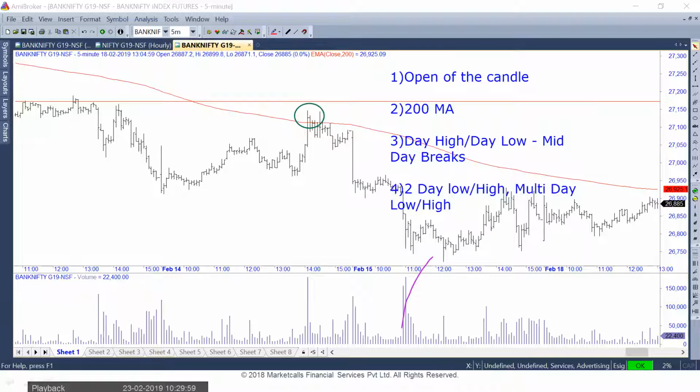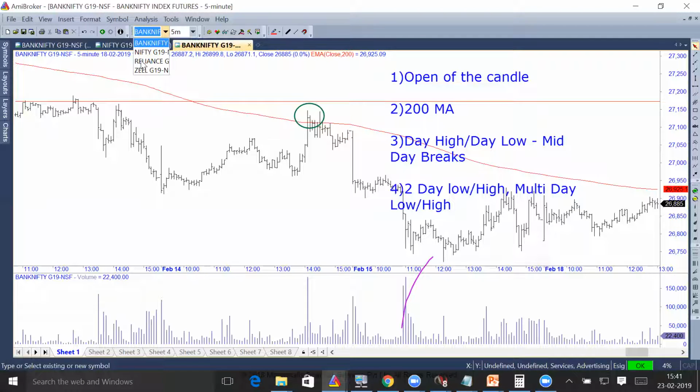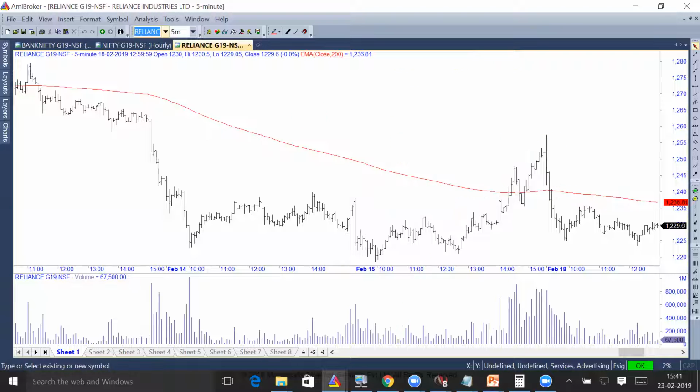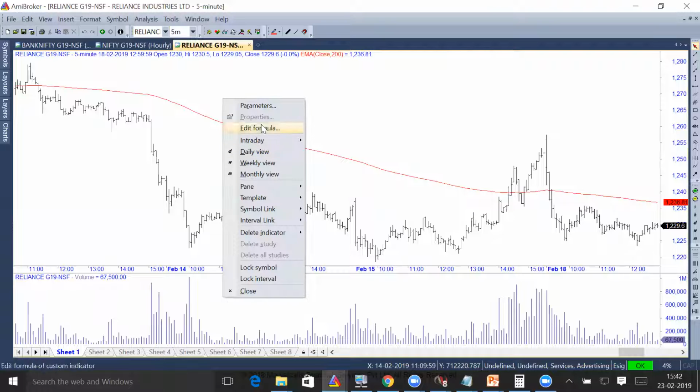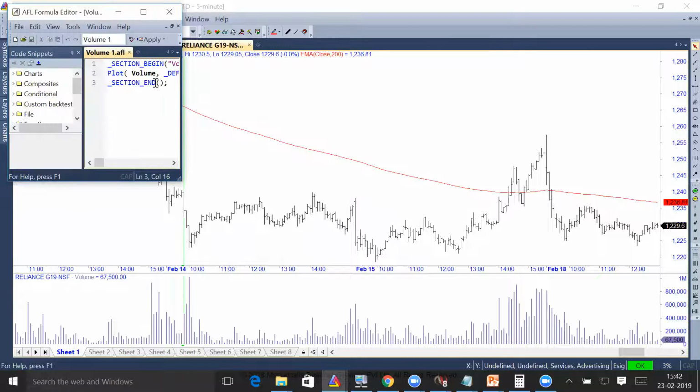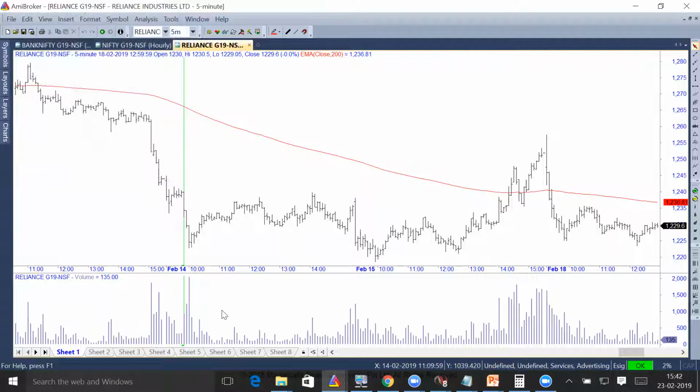See, one of the easiest ways is to take a bar chart and check the relative volume. Let's take Reliance as an example. What is the lot size of Reliance? 500, or 1,500? Some of the volumes are coming as 500. So divide the volume by the lot size to get the number of lots. You can see it typically.